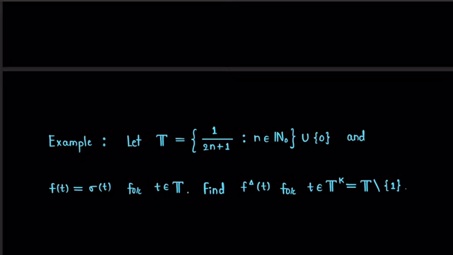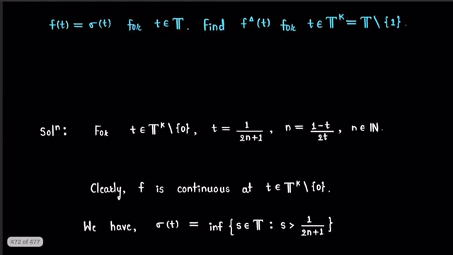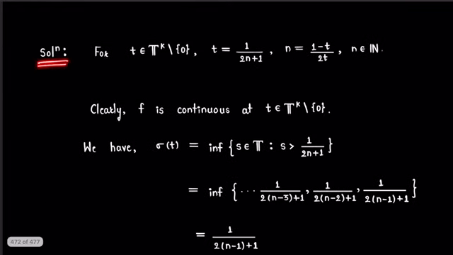So firstly note that for a given time scale T, 1 is the left scattered maximum point. So for the formation of set T to the power k, they have replaced this 1 from the given time scale T. Now we will start our solution. Consider a non-zero point t in set T to the power k. So t will be equal to 1 divided by 2n plus 1. Hence n will be equal to (1 minus t) divided by 2t.